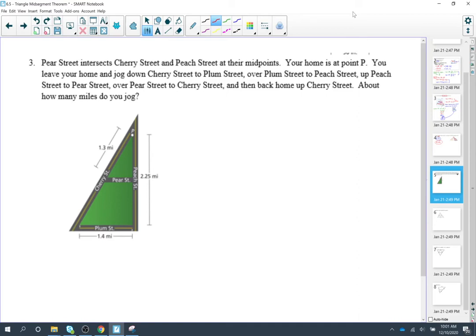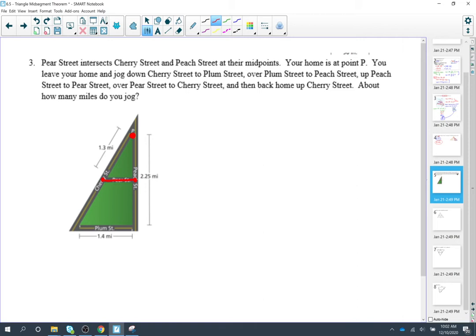Example 3. Pear Street intersects Cherry Street and Peach Street at their midpoints. Your home is at point P. So here's home. And we also know that this is a midpoint or a mid-segment. Okay. You leave your home and jog down Cherry Street to Plum Street.